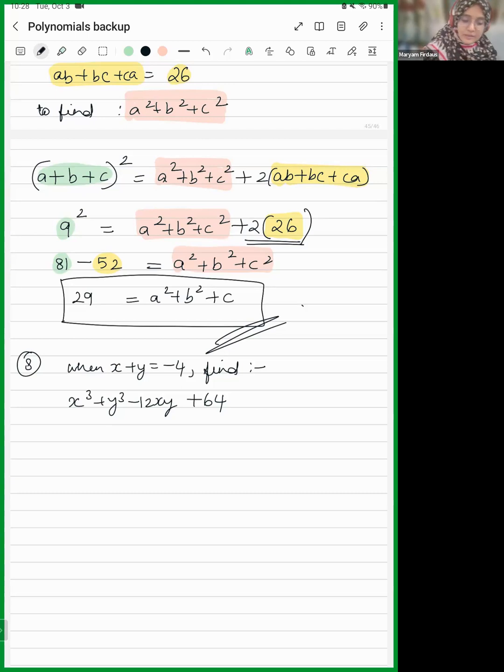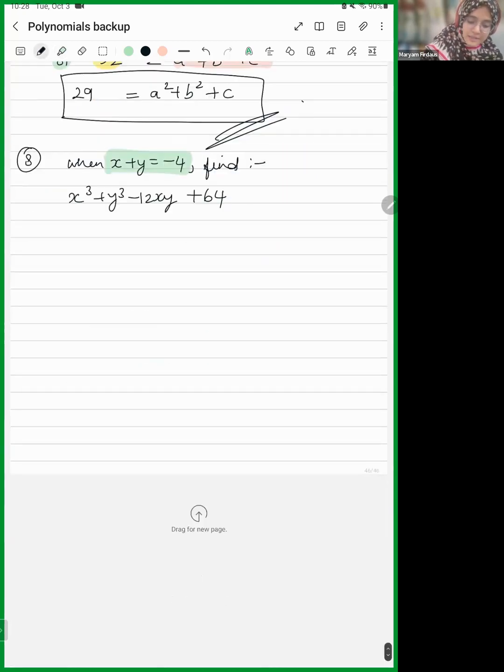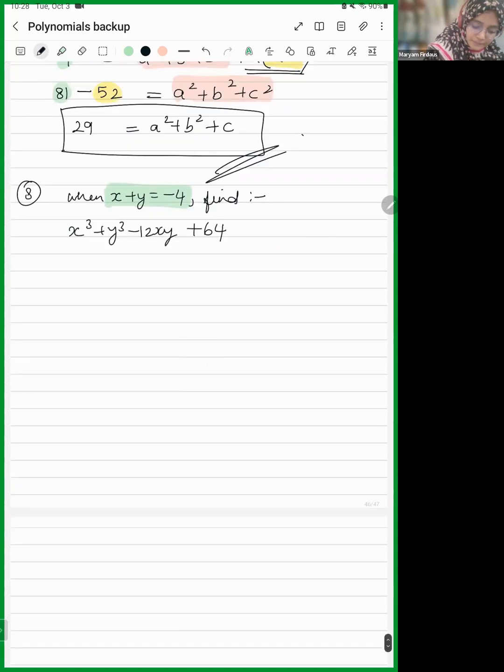Okay, we have to look at this from a different perspective. So you have x plus y is equal to -4. This can be written as x plus y plus 4 is equal to 0. Yes. Yes, ma'am. Yeah. So now, can we think about a cube plus b cube?